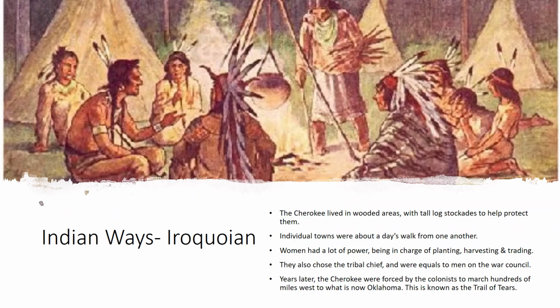Finally, the Cherokee peoples lived in wooded areas with tall log stockades to help protect them from attack. Individual towns were about a day's walk from one another. In this culture, women had a lot of power. They were in charge of planting, harvesting, and trading, but also they were responsible for choosing the tribal chief and were considered equal to men on the war council. Years down the road, the Cherokee people would be forced by the colonists to march hundreds of miles west to what is now Oklahoma. This has become known as the Trail of Tears.